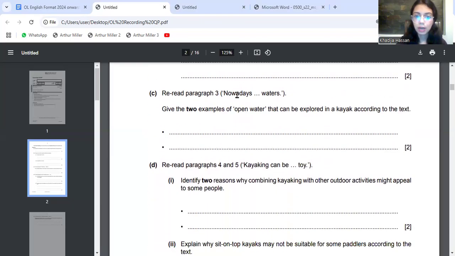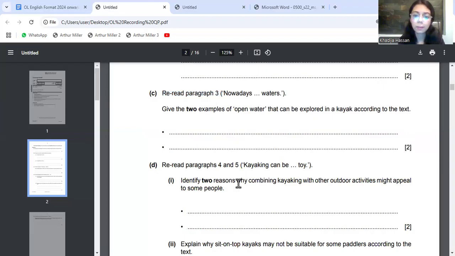So reread paragraph 3, nowadays, waters. Give 2 examples of open water that can be explored in a kayak according to the text. And this is for 2 marks. Reread paragraphs 4 and 5, kayaking can be toy. So they've made it really, really easy for you. They've even given you the paragraphs from where you have to pick out the response. I don't think it could be any easier than this.